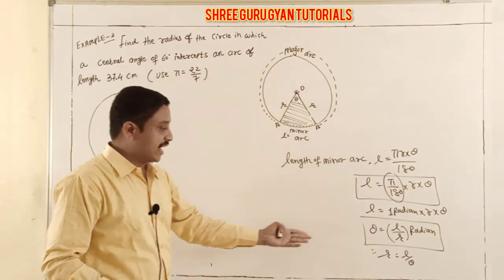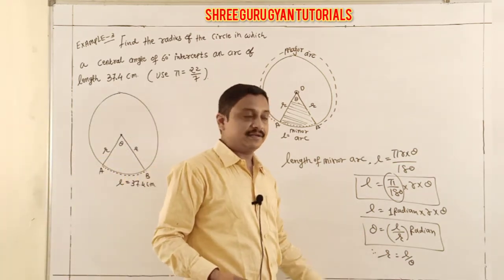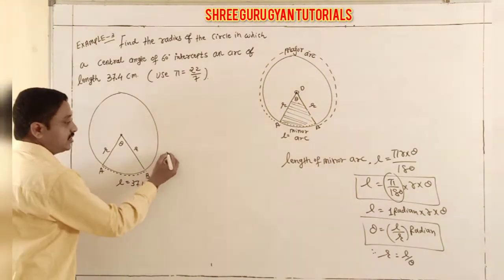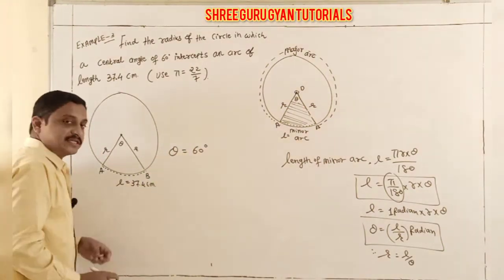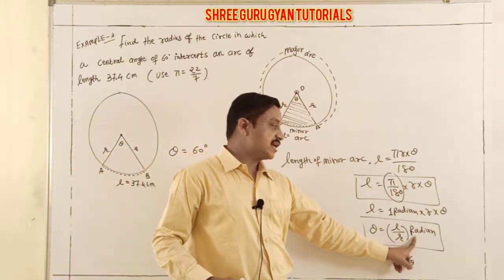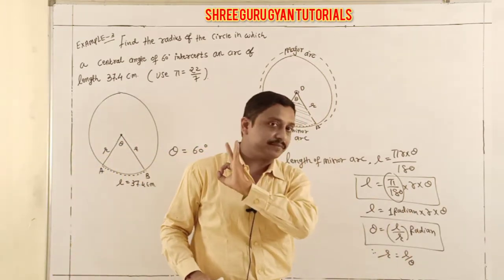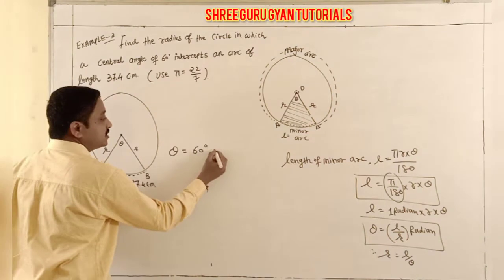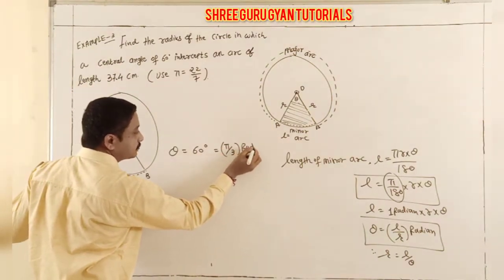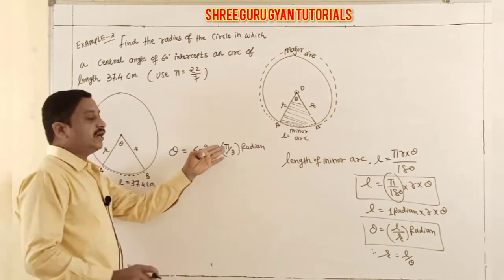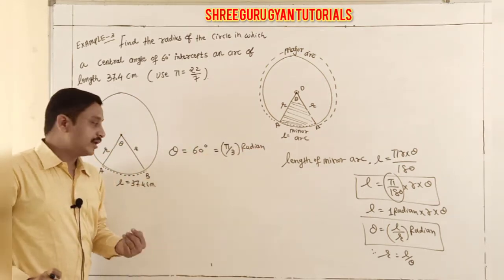Yes, this property directly utilizes R and L. So theta is given in degrees, how many? 60 degree. Students, I told you here that theta is always taken in radian measure. So converting 60 degree to radian, what is it? Pi by 3 radian, because 180 by 3 is 60 degree.